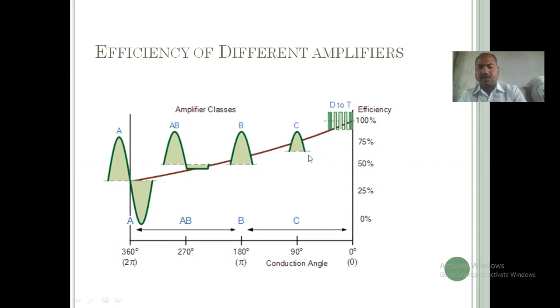Then we have seen the class C type of amplifier. This amplifier has an operating period which is less than 180 degrees, near about 90 degrees. Whatever we are talking about should be near about 360 degrees, but up to only one quarter, that is 90 degrees, in that period only the signal is represented by this class C type of amplifier.